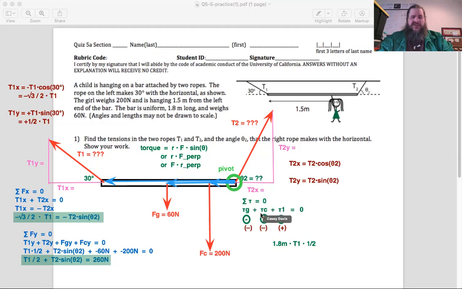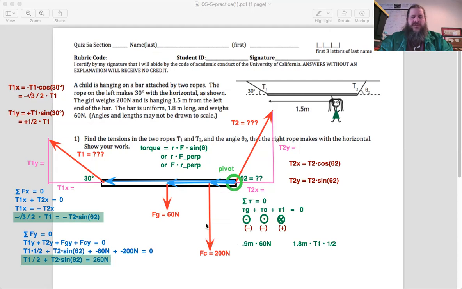Meanwhile, for gravity, what's the radius going to be? 0.9. Yeah, halfway to the end, because the gravity is located in the center. So halfway across the beam is going to be 0.9 meters. So for gravity, we've got 0.9 meters times the force, 60 newtons. And what's the angle between the moment arm and the force of gravity? 90. And sine of 90 degrees would be? 1. Right, so we just had 0.9 meters times 60 newtons times 1. You could also think of it as r times f perp, but since the moment arm is already perpendicular to the force, the perpendicular component of the force is the whole thing.